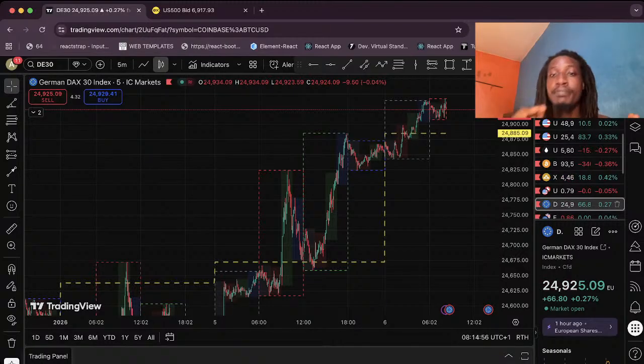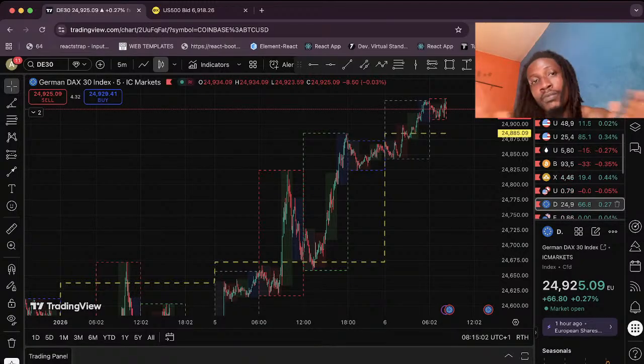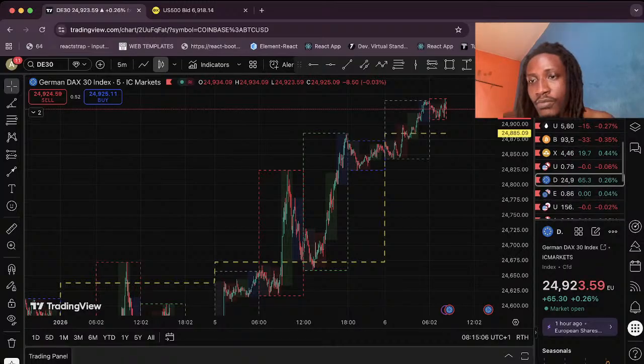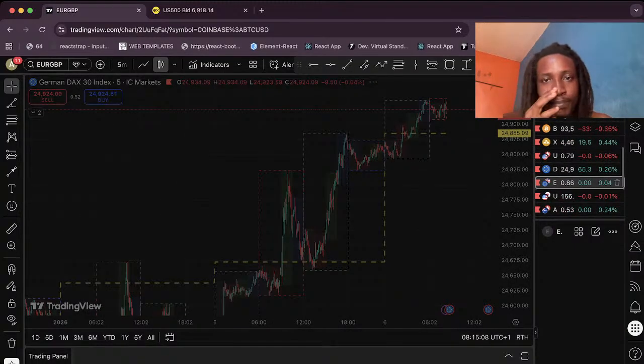Not all the time that's the case anyway. That's not the case all the time, because there are times the slippage is actually small. But most of the time the slippage is huge, and I don't like trading markets with big slippage.